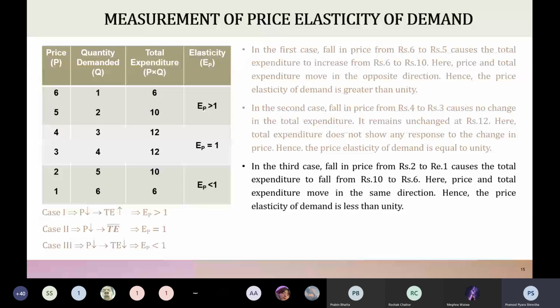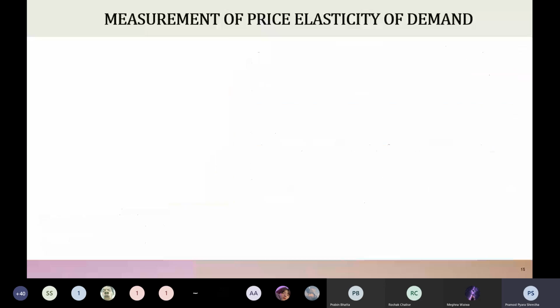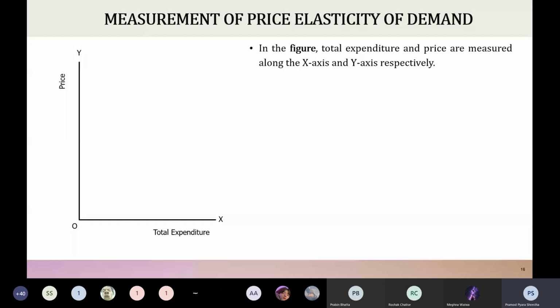The derivation of the line. So now let's see this one. Okay, here the common diagram that we have already discussed is in the figure. Total expenditure and price are measured along the x-axis and y-axis respectively. This is the common diagram.